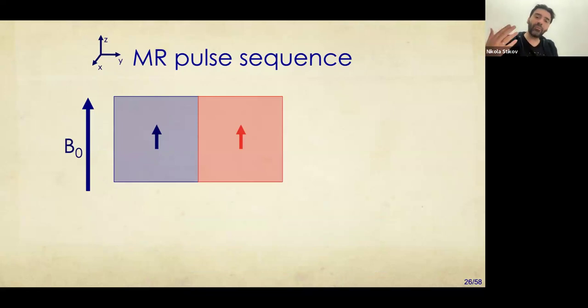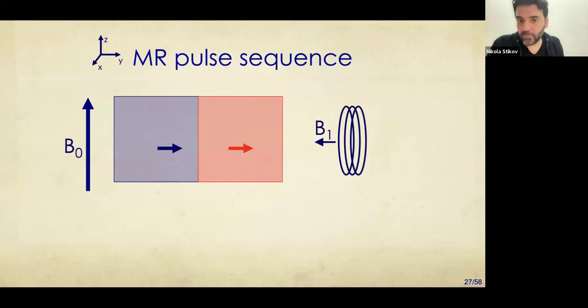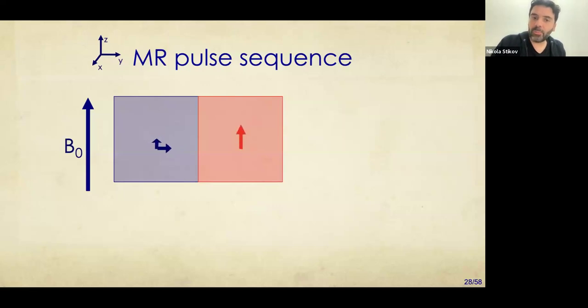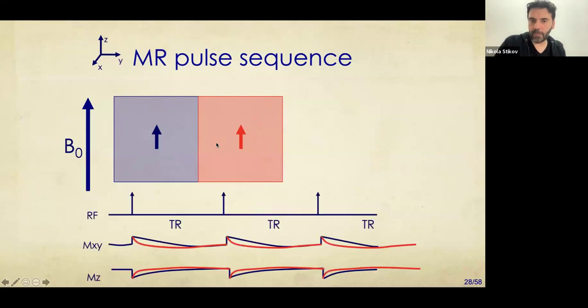But imagine that we have two different tissues. One may be a glass of water, and the other may be a jar of fat, for example. In that case, when you excite them, both the fat and the water will get excited. But then when you turn off the magnetization, the rates of relaxation will be very different. For example, the red one will recover and relax way faster than the blue. So this is a way of generating contrast between two different tissue types.